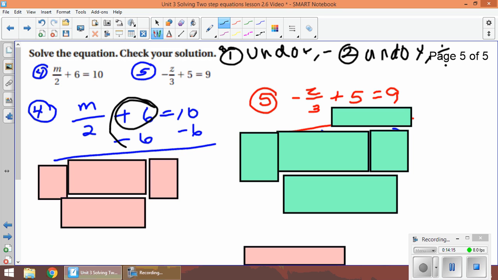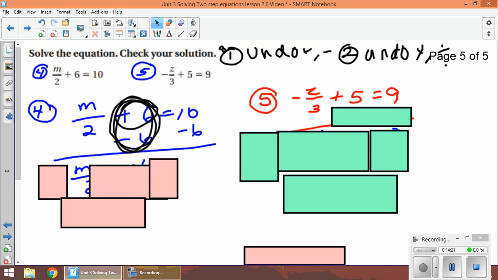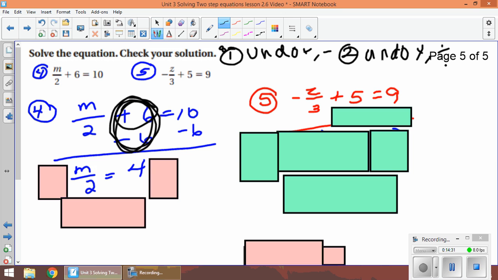All right, so here are my 0 pairs. Goodbye to you guys. So what do I have left over? I have m divided by 2 is equal to 10 minus 6, or 4. Step 1 is done. Now we take a look at step 2, undo multiplication or division.